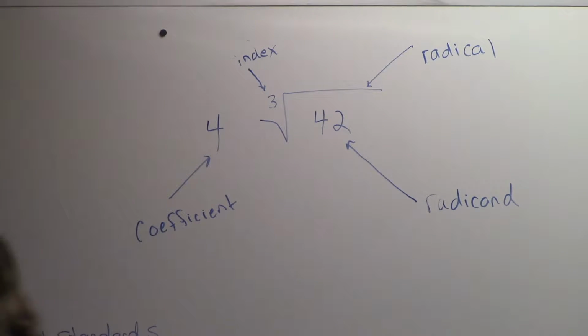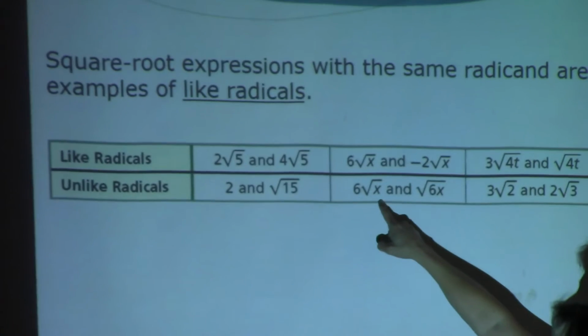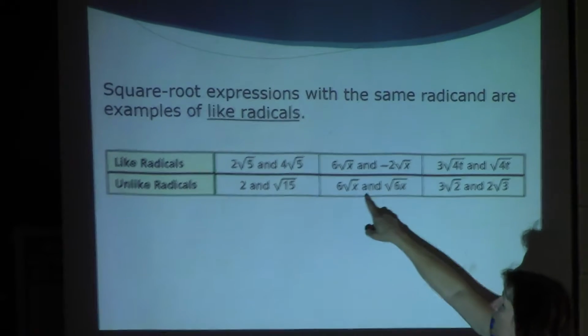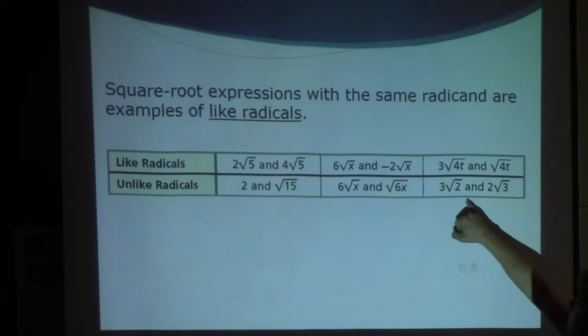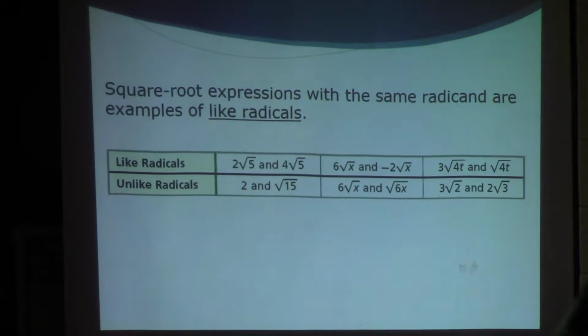We have 2 radical 5 and 4 radical 5. Remember, when they don't have an index up there, it's 2. So my index is 2 and my radicand is 5. Here I've got 6 and negative 2, but they have the same radicand underneath and the same index. These are like radicals. Here are some unlike radicals, 2 and square root 15. I can't add those together. Then 6 and 6x underneath here, these are not like radicands. Here, 3 radical 2 and 2 radical 3, the 2 and the 3 don't match underneath my radical.